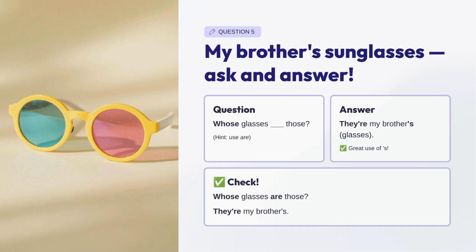Question 5 is about my brother's sunglasses. How do we ask and answer? The question is, whose glasses are those? The answer is, they're my brother's glasses, or simply, they're my brother's. Great use of the apostrophe S.